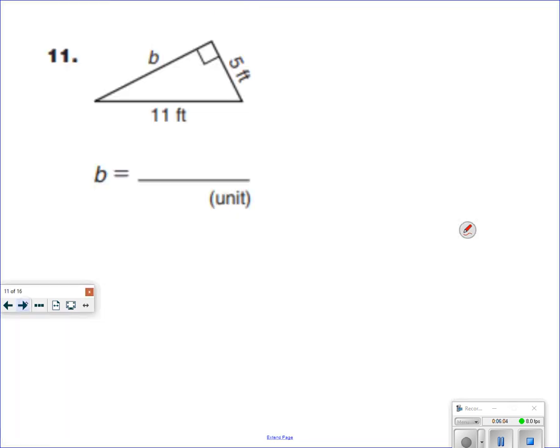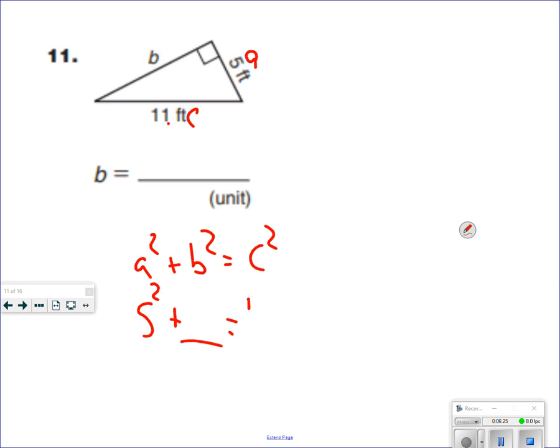Moving on. Let's take a look here. They kind of flipped it on us. So here's my A, here's my C. We're trying to find B. So I'm going to write it out. A squared plus B squared equals C squared. Well, I know my A, it's 5 to the second power. I don't know my B. Equals 11 times 11, 11 squared.